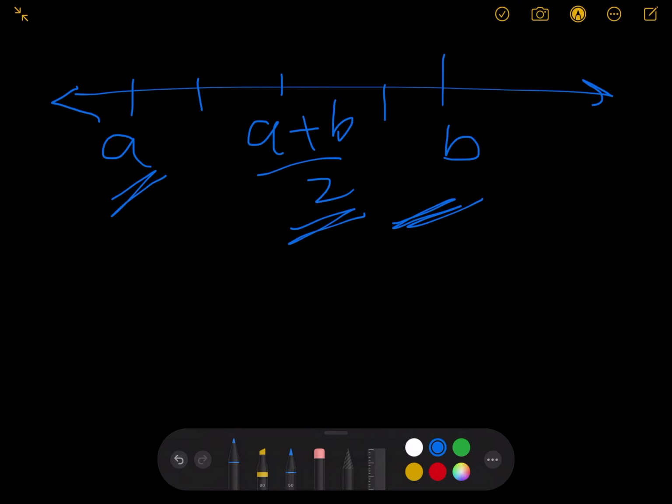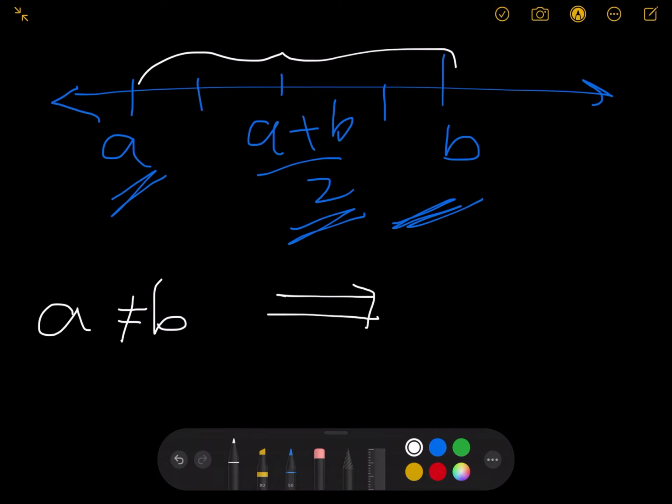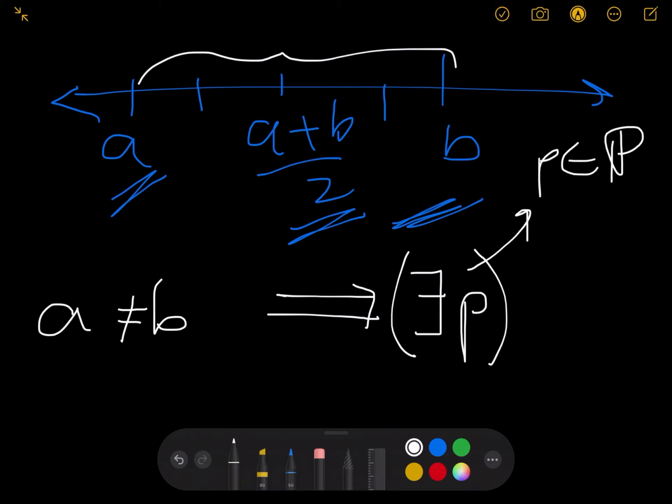So we can frame this symbolically, and we can say that if a and b are distinct, so obviously a does not equal b, that's the only reason why there is some space between them, right? So if a does not equal b, then there exists an element p, where p is a real number, right? That's the domain of quantification. We want to be correct with our quantifiers, such that a less than p less than b. All right. So this is what we're going to do.